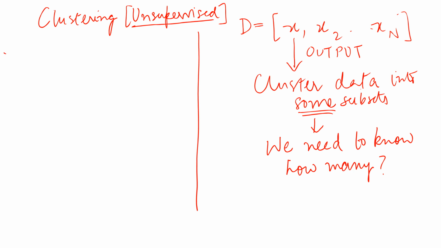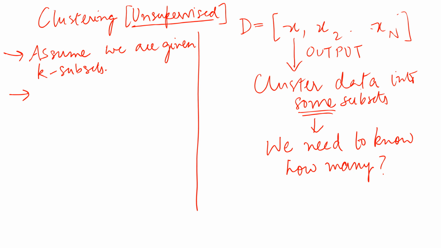So let us assume we are given this number. For now, we are going to assume, and let me write it down, assume we are given k subsets. Okay, so I'm given k subsets. Let me begin with that, right? So essentially my output is going to be something like this, k subsets of this data D, S1, S2, and so on up to Sk. I'm just calling these subsets S sub i.